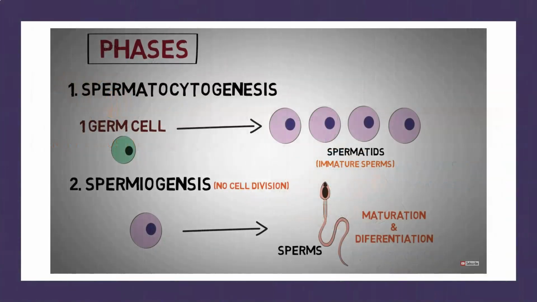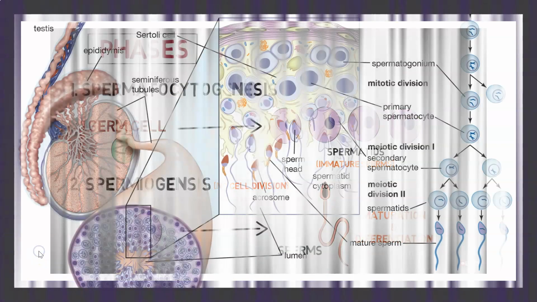There are 2 general phases of spermatogenesis. Spermatocytogenesis is going from a germ cell to 4 immature sperm cells, and these are called spermatids. So we'll go from a 2N cell to 4 1N cells, and that's just the process of meiosis. And then spermiogenesis doesn't involve any cell division, so no meiosis, but it's the process of maturation and differentiation, where those spermatids then will grow into or become mature sperm cells. This process is going to occur in the epididymis. The earlier process is going to occur in the testes.